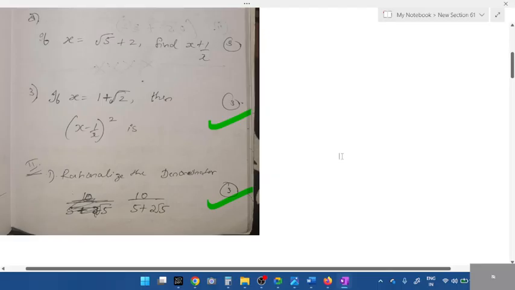We'll try. Along with trigonometry, we'll try to complete another two chapters so that it will become easy.